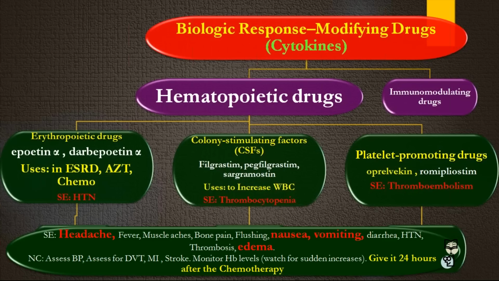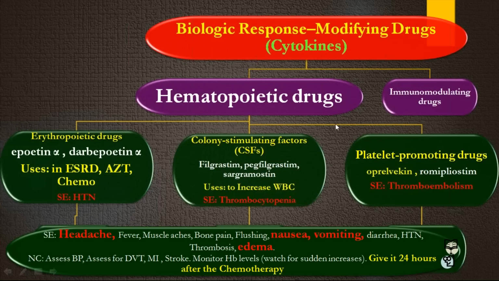So I will say something here. For example, the hematopoietic drugs are going to stimulate hematopoiesis. Hematopoiesis, if you remember, is the production of three lines of cells: the red blood cells, the white cells, and the platelets. When you are talking about the production of only the red blood cells, it's called erythropoiesis. Erythropoiesis. All right.